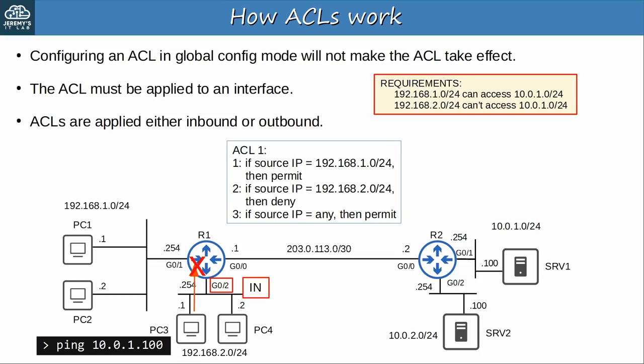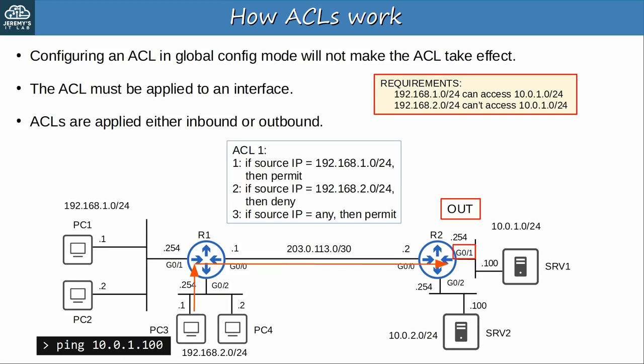However, by applying the ACL inbound on G02, we are being too restrictive. This blocks hosts in 192.168.2.0/24 from communicating with all other networks outside of their local LAN. PC3 and PC4 can communicate with each other, but that's it. So this is not the best way to apply this ACL. There are some other possibilities we could try, such as applying it to R1's G00 or R2's G00, but let's take a look at the best option. The best location to place this ACL is outbound on R2's G01 interface. Let's see how it works.